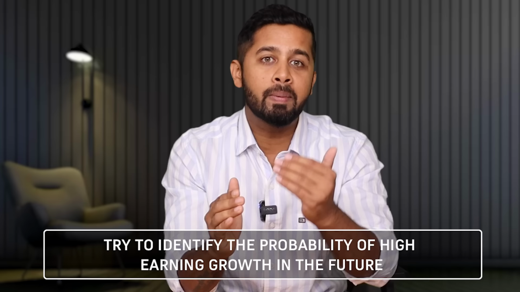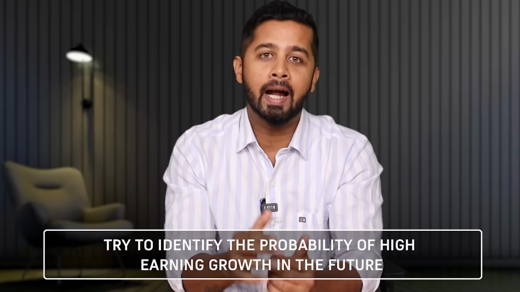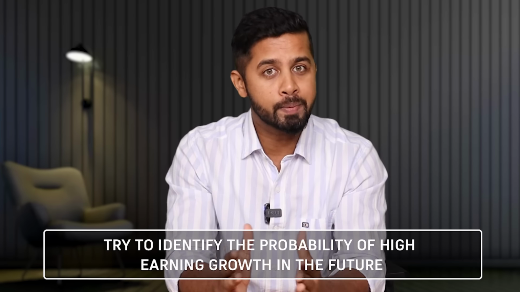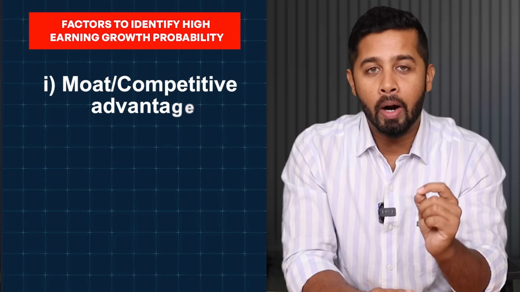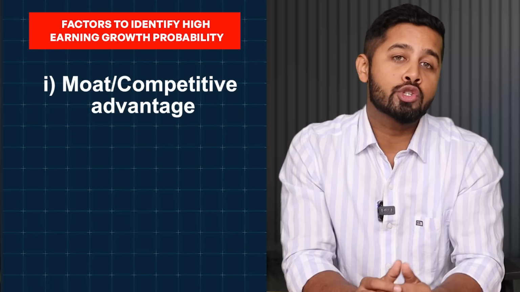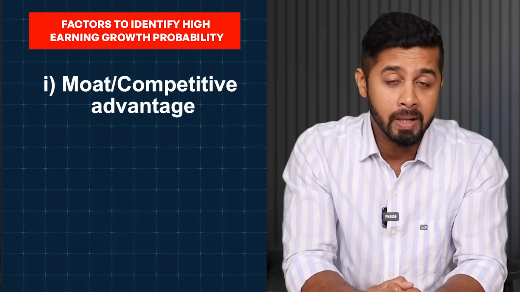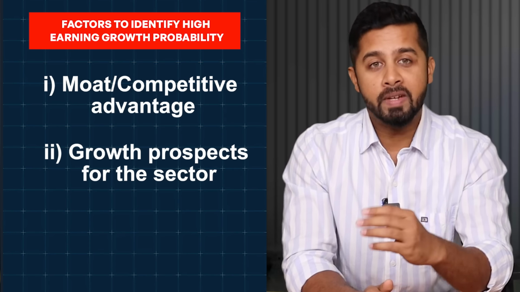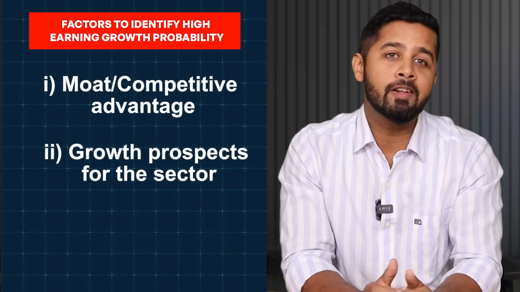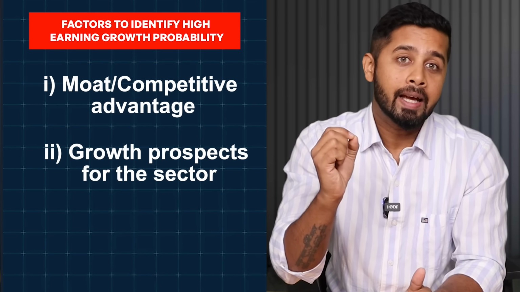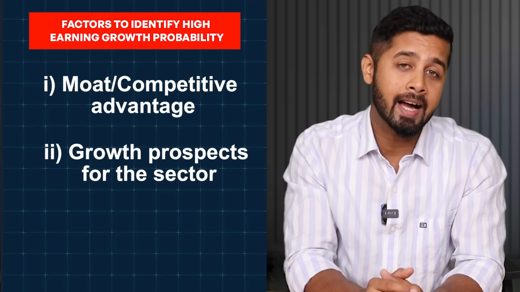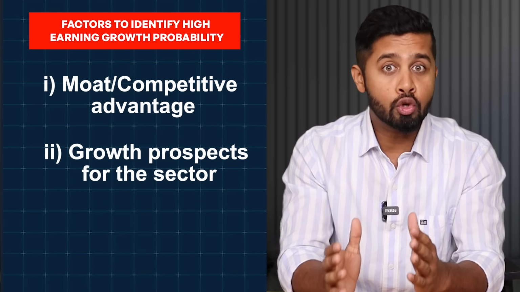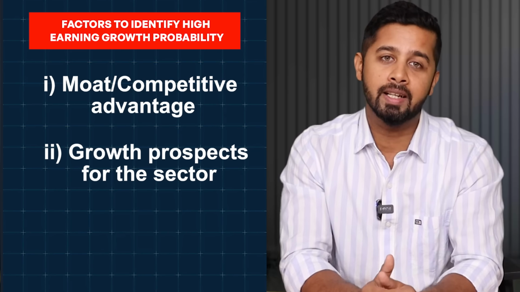Now, there's no magic wand that can predict the sustainability of earning growth. So at best, what you can do is try to identify the probability of high earning growth in the future. And for that, you need to look at various parameters. What are those parameters? So first is competitive advantage, also known as moat. A company with strong competitive advantage has a higher probability of sustaining the growth. Second is growth prospect of the sector. Obviously, for the company to grow its earning, the sector itself should also have high growth potential, right? And we have already discussed that the alcohol beverage sector in India has a bright growth prospect. So companies with strong moat and leadership would command a premium valuation in this category.